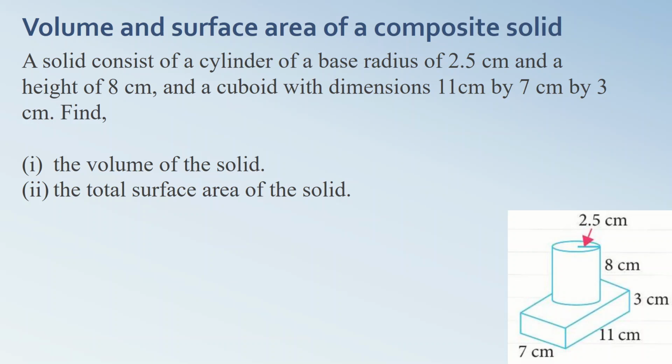Our first question. A solid consists of a cylinder of base radius of 2.5 cm and a height of 8 cm and a cuboid with dimensions 11 cm by 7 cm by 3 cm. Find, in part 1, the volume of the solid. Part 2, the total surface area of the solid.